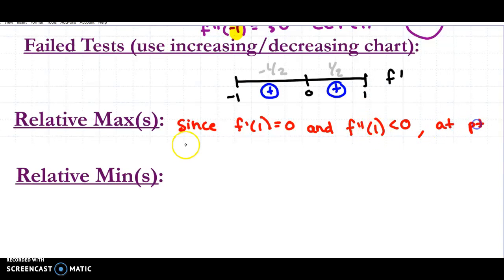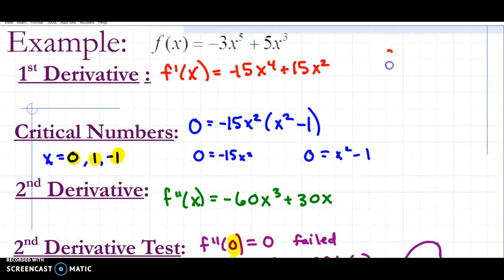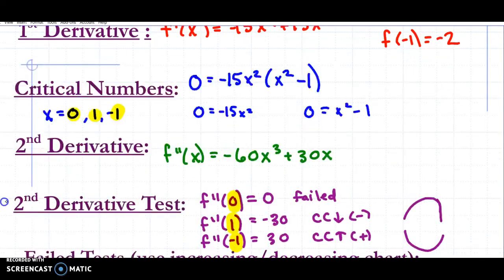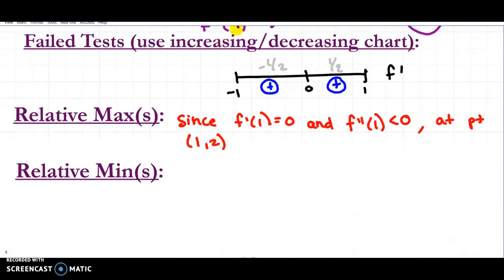At the point 1, 2, where did the 2 come from? Well, I could go back up top and figure it out, right? F of 1 is 2. F of -1 is -2. That'll be useful in our derivative speak. Is a relative max.